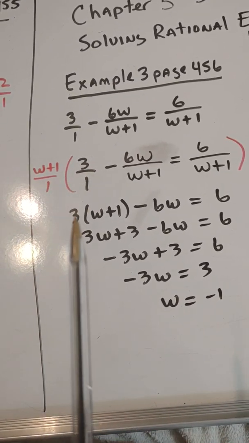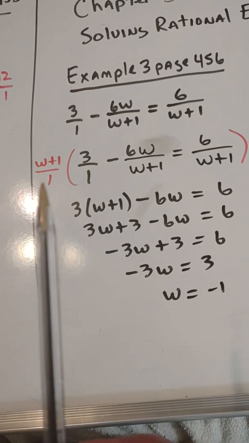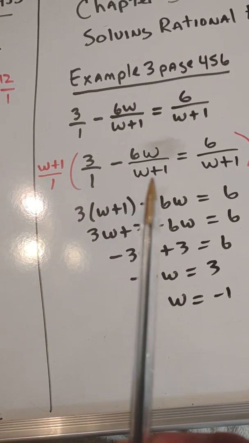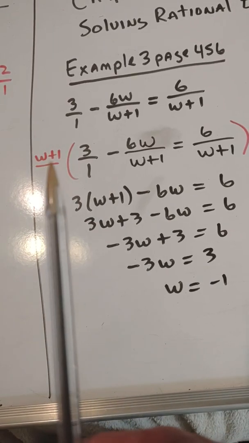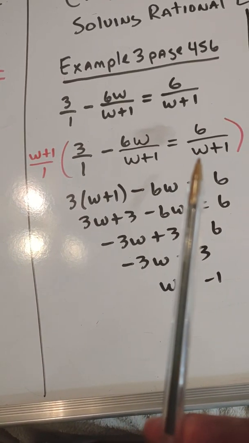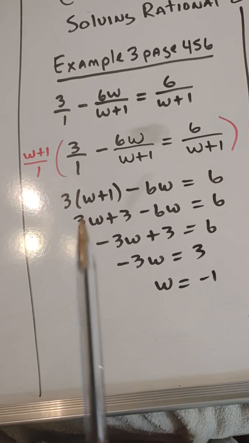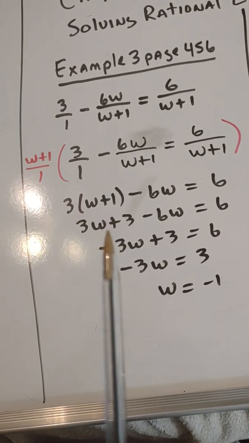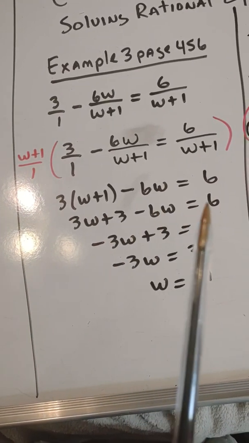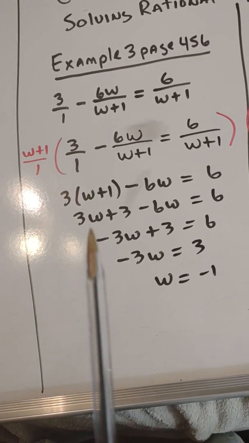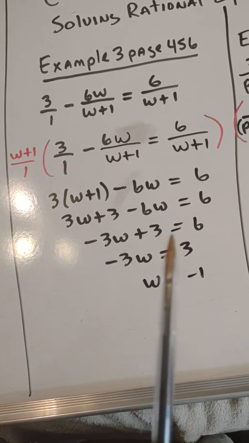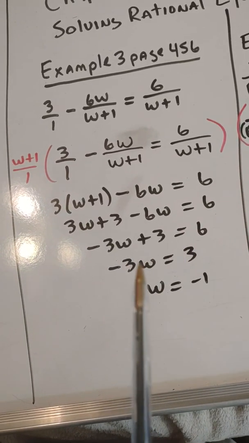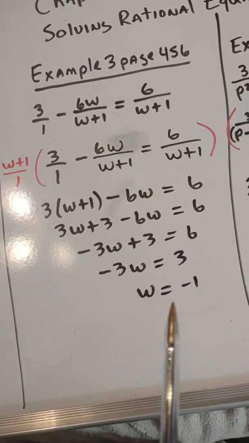So when I multiply here, I get 3 times w plus 1. Here the w plus 1 and the w plus 1 become 1, and so it gives me minus 6w. Here the w plus 1 and the w plus 1 become 1 and gives me 6. Distribute here, I get 3w plus 3 minus 6w equals 6. Combine like terms, 3w minus 6w is minus 3w plus 3 equals 6. We're in two-step form. Subtract the 3, divide by -3, we get w equals -1.